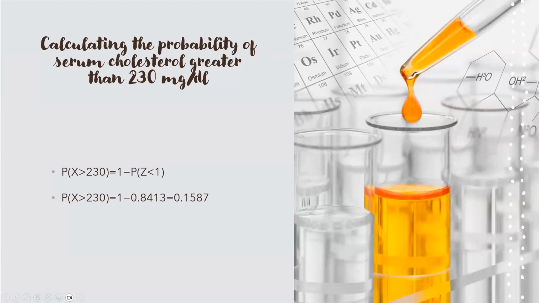Now we calculate the probability of serum cholesterol greater than 230 milligram per deciliter. This is the formula: P(X greater than 230) is equal to 1 minus P(Z less than 1). Corresponding to the value 1 we have 0.8413. Applying this formula, the value we get is 0.1587.